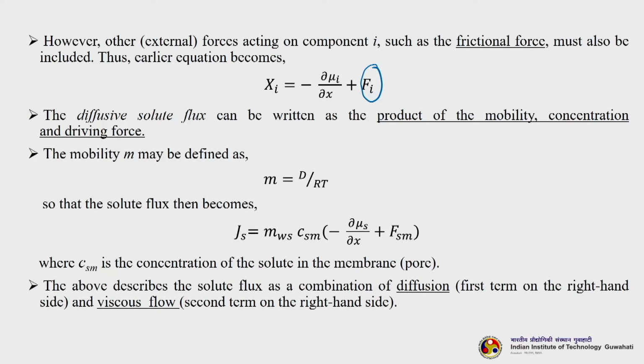Now, the diffusive solute flux can be written as the product of mobility, concentration and driving force. Now, what is mobility? Mobility can be expressed as D by RT, and the solute flux then becomes J_s equals M_sw C_sm times minus d mu_s by dx plus F_sm. Now, what is C_sm here? C_sm is the concentration of the solute in the membrane, or we can essentially say in the pore. The above equation describes the solute flux as a combination of diffusion and viscous flow. The first term on the right hand side is diffusive flow and the second is viscous flow.